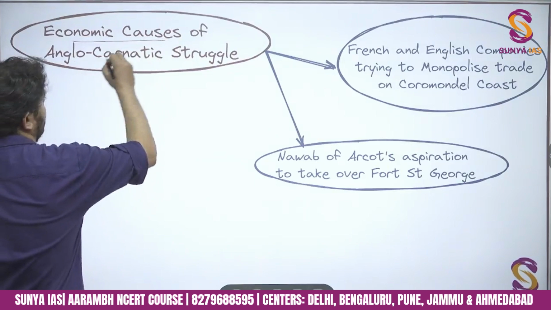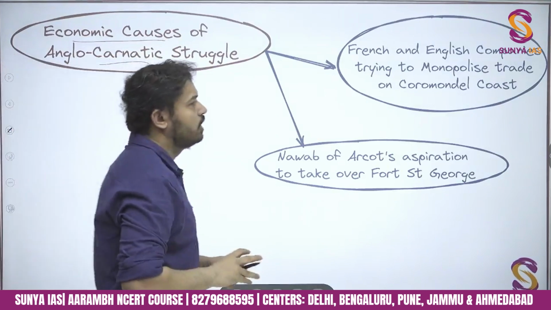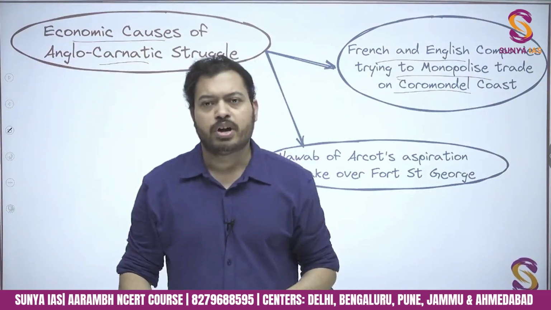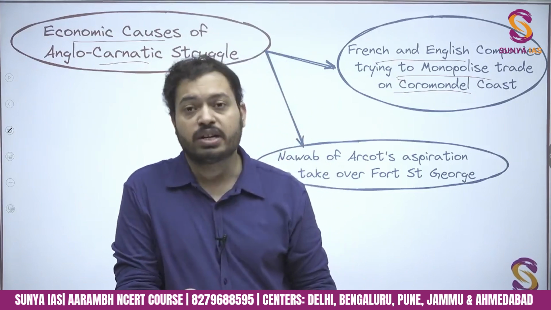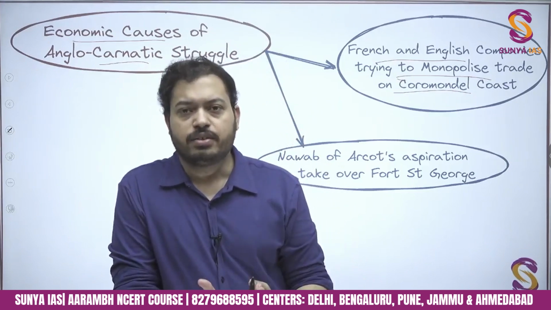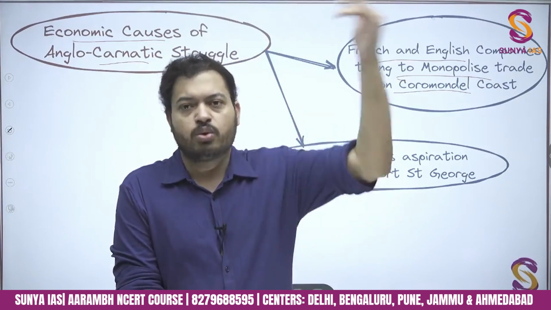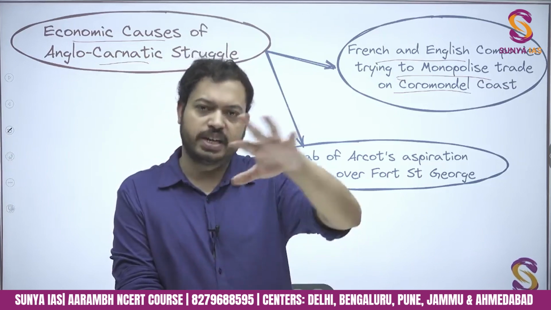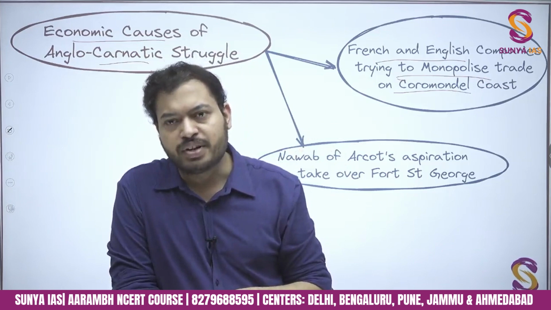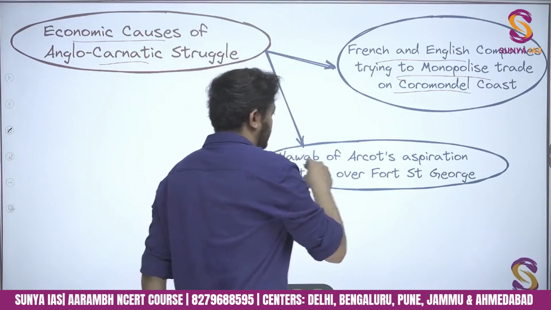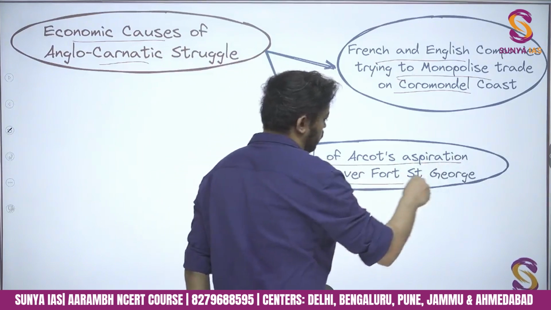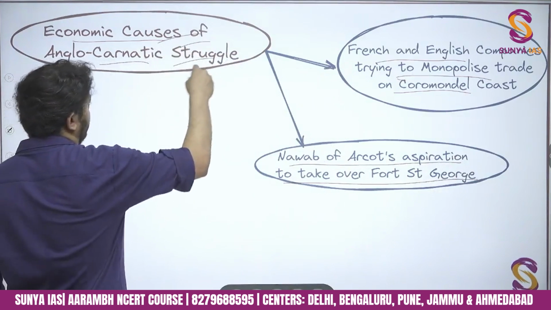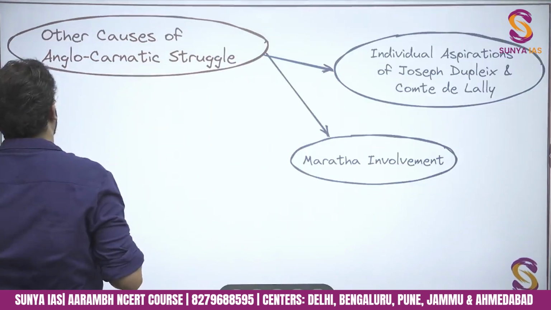Now we'll move to the economic causes of the Anglo-Carnatic struggle. The French and the English companies were trying to monopolize trade on the Coromandel coast. I have taught you in the first Anglo-Carnatic war that the main intention why Duplex was trying to take over the British factory in Madras was to take over the trade from the southern part of India. And the Nawab of Arcot's aspiration to take over Fort St. George, the factory. So both of these can be included in the economic reasons why the Anglo-Carnatic war happened.